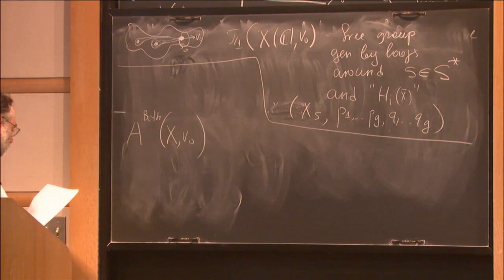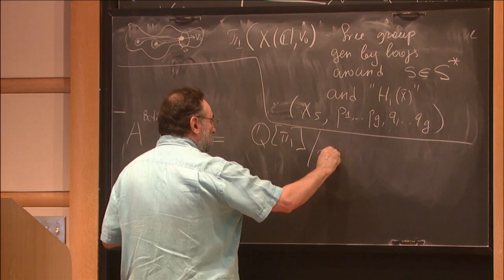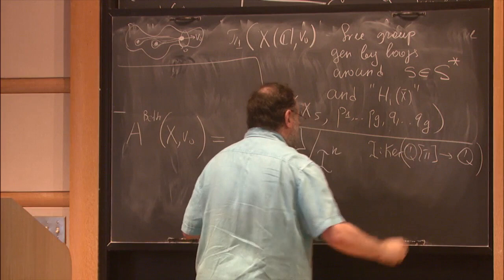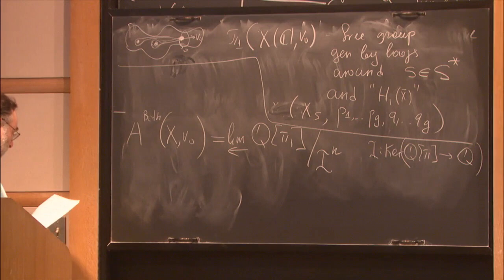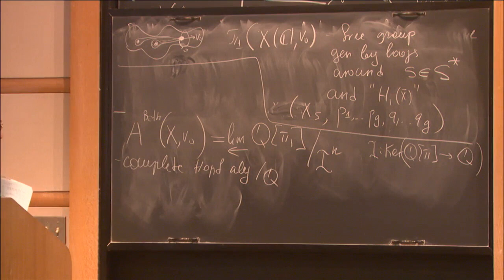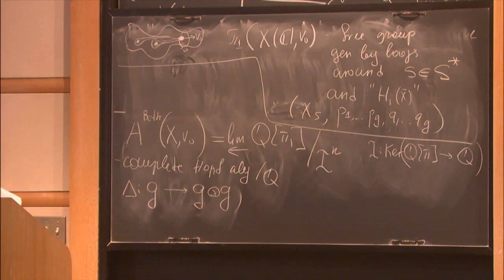We can say that the Betti version of not the fundamental group, but first of all the related universal enveloping algebra, is defined as follows. You take the group algebra of your pi 1 and you mod this by the nth powers of the augmentation ideal. So I is the kernel of the natural augmentation map to Q. You take the projective limit, and what you get is a complete Hopf algebra over Q. Why is it a Hopf algebra? If you take an element g in your pi 1, then it goes to g tensor g, and there exists a unique coproduct with this property.